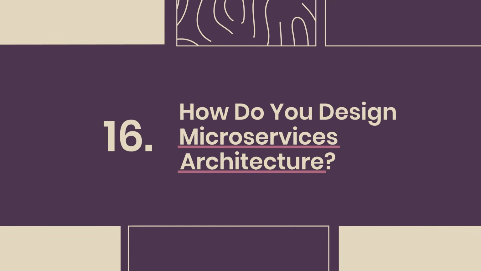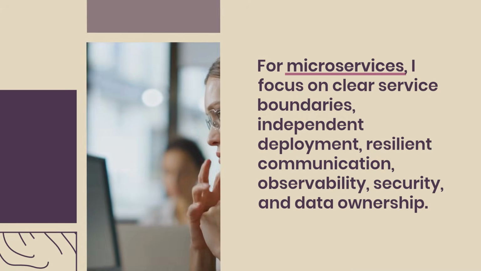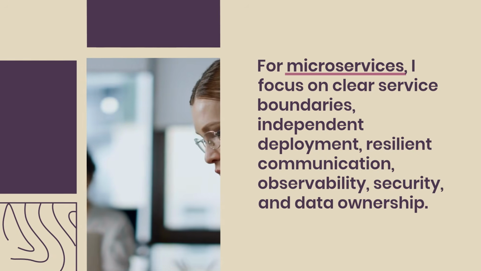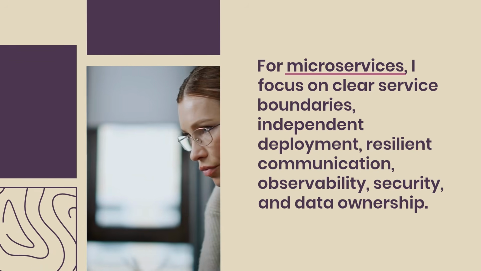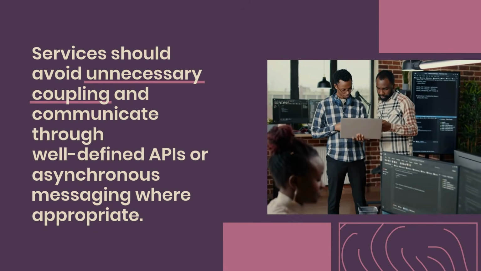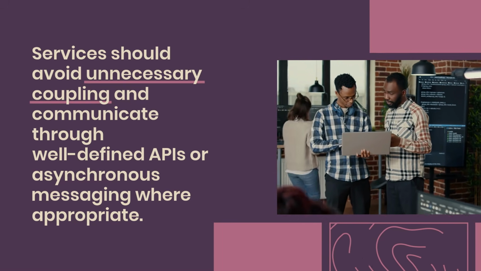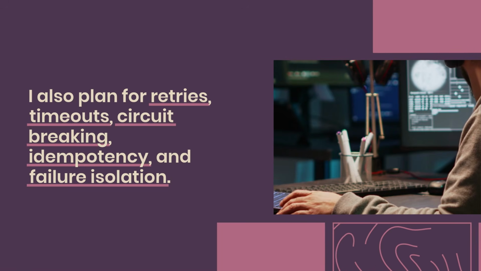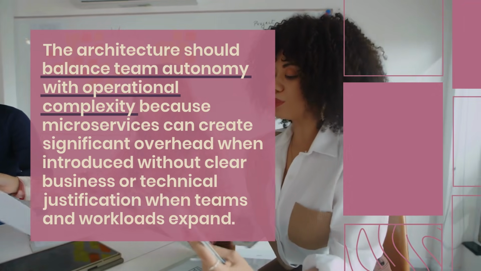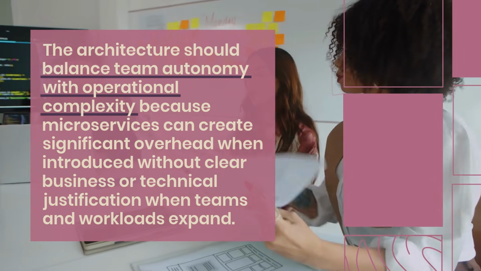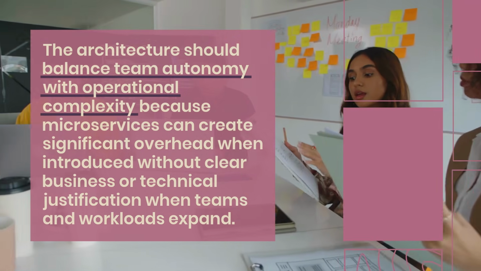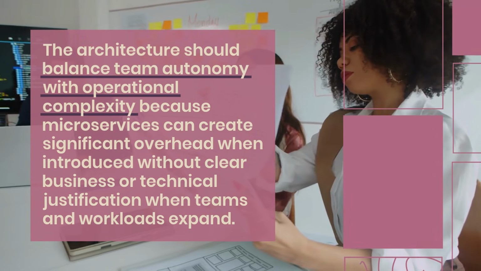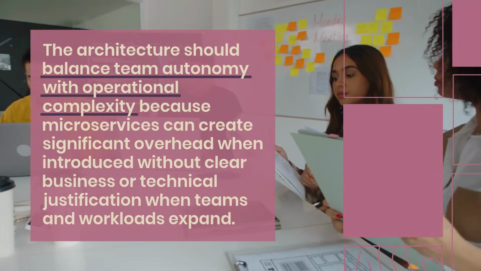How do you design microservices architecture? For microservices, I focus on clear service boundaries, independent deployment, resilient communication, observability, security, and data ownership. Services should avoid unnecessary coupling and communicate through well-defined APIs or asynchronous messaging where appropriate. I also plan for retries, timeouts, circuit breaking, idempotency, and failure isolation. The architecture should balance team autonomy with operational complexity, because microservices can create significant overhead when introduced without clear business or technical justification when teams and workloads expand.